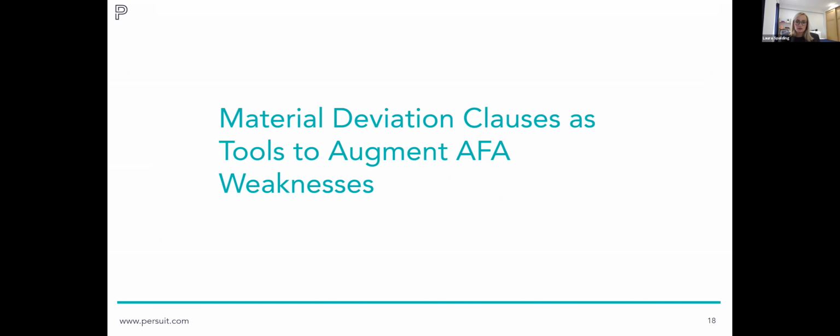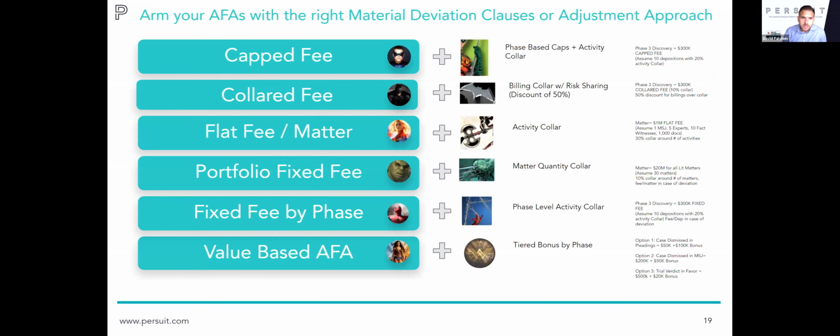So what Laura and I have done is we've taken the weaknesses of each of our superheroes and we've tried to augment the weaknesses of each of the AFA types with a specific material deviation clause or approach that fills the gap. So you need to arm your AFAs with the right material deviation clauses.